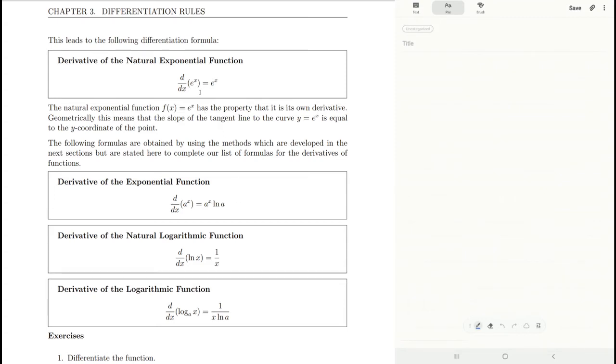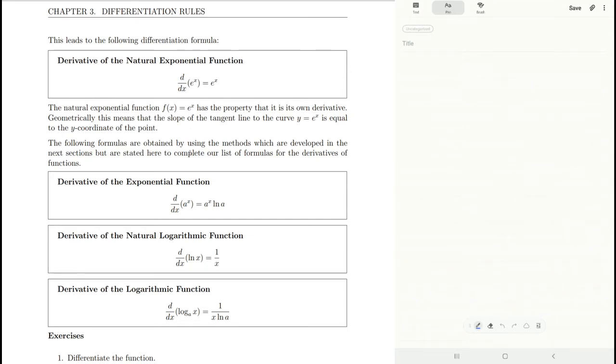And it turns out that the derivative of e to the x is itself. And it's the only function that has this property where it is equal to its own derivative. And so what this means is that the slope of the tangent line to the curve y equals e to the x will be equal to the y-coordinate of the point.